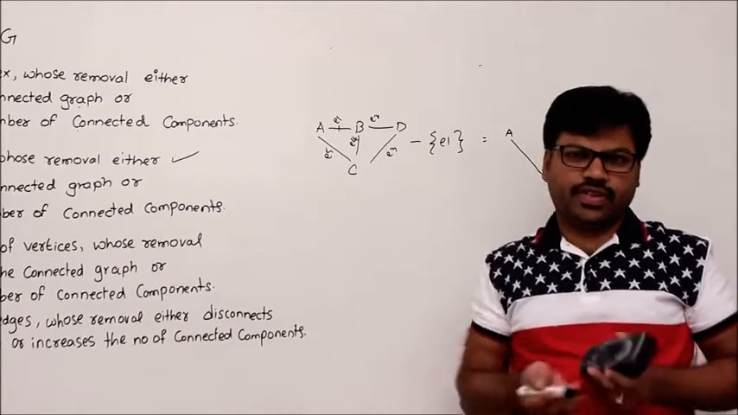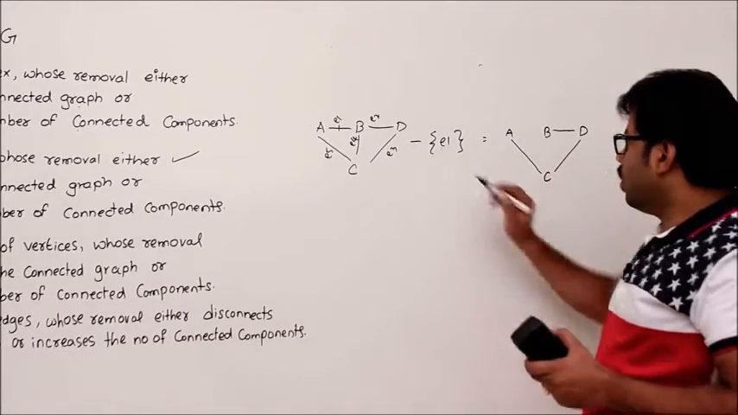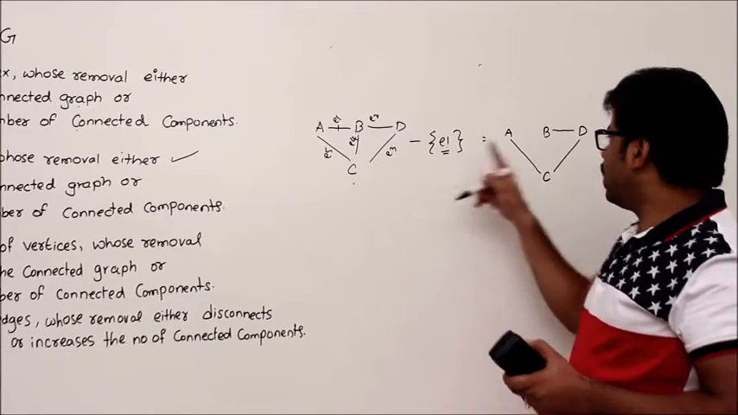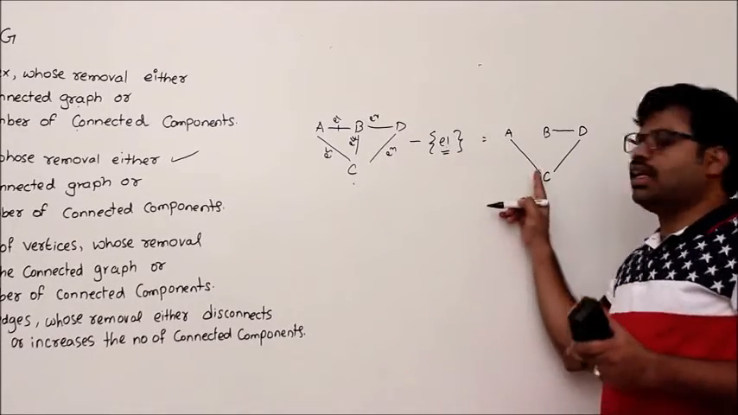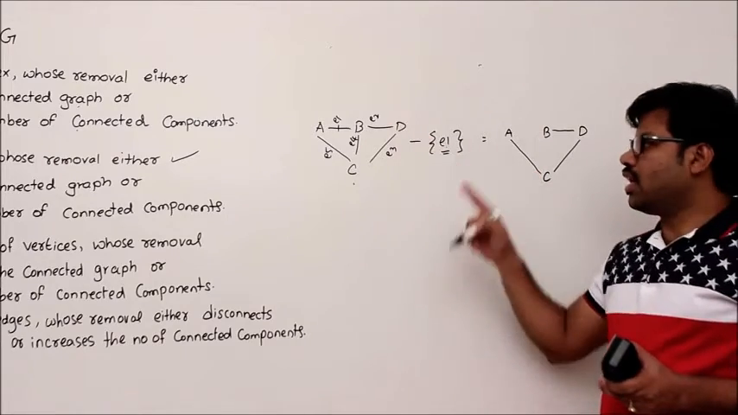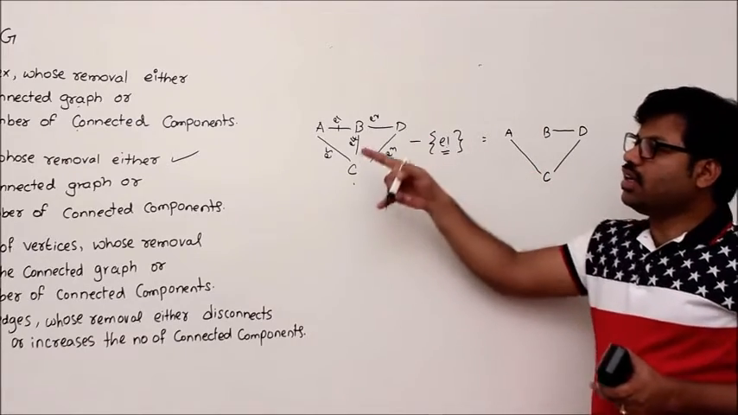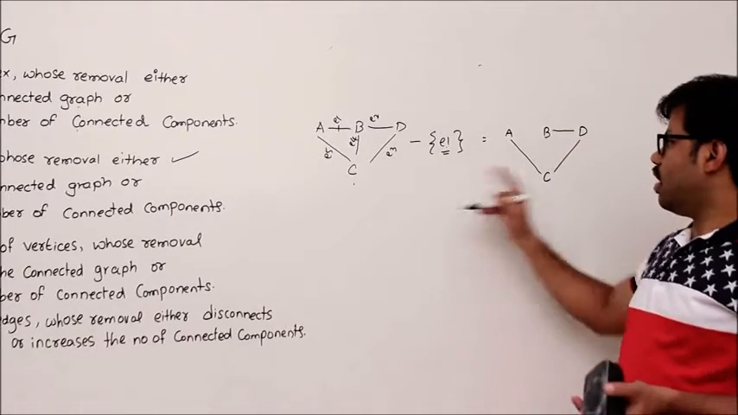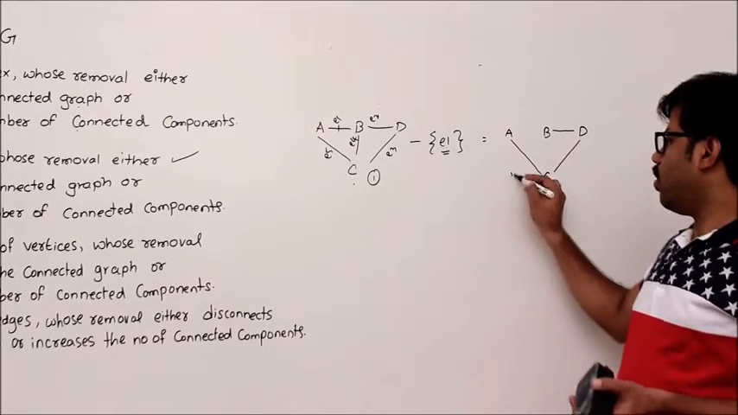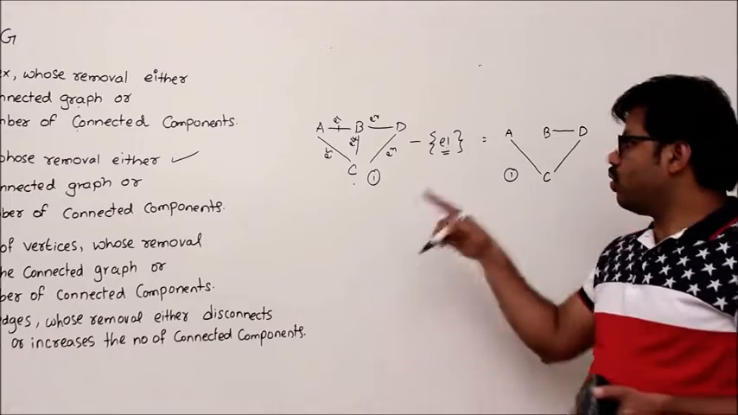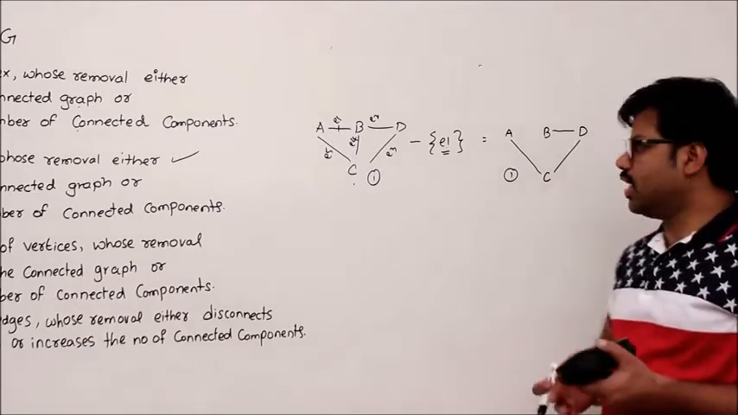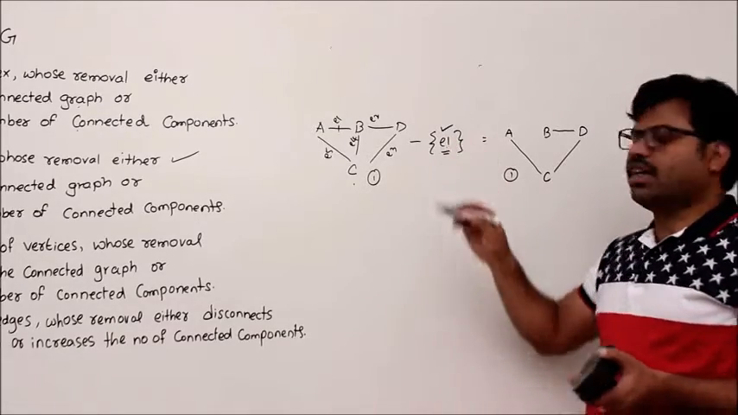Okay, it's a graph operation. Now, if you focus on E1, initially it was a connected graph, and still after removal it is connected. So that means the graph is not disconnected. At least the number of connected components has not increased, isn't it? The number of connected components was 1 and now also 1. That means there is no increment in the number of connected components. That's why I can say that this is not a cut edge.